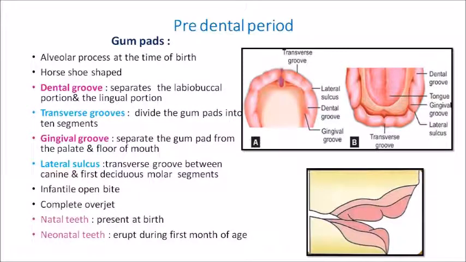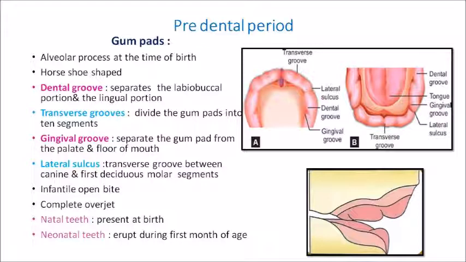In the development of dentition, first we will be dealing with the pre-dental period. The most important feature of the pre-dental period is the gum pads. Gum pads are nothing but alveolar processes which are present at the time of birth. We all know normally children when they are born don't have teeth, but rather they have gum pads which are horseshoe shaped, and they represent the alveolar processes at the time of birth.